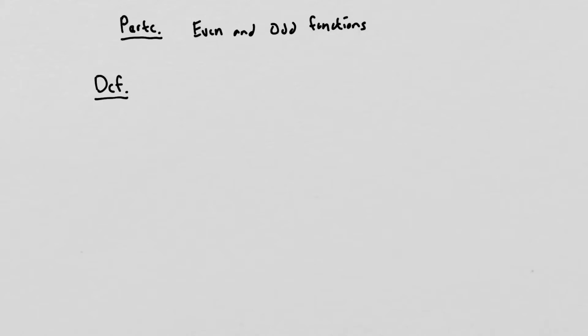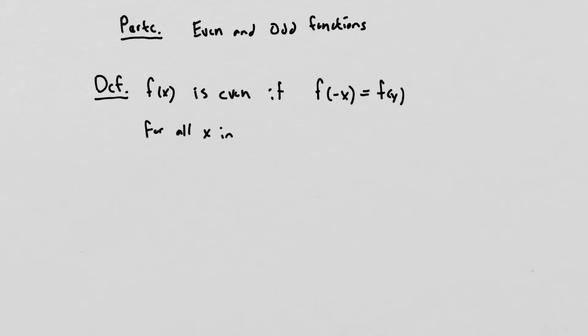We say that a function f of x is even if f composed with negative x is actually going to be equal to f of x for all x in the domain. So geometrically, an even function is a function that, even if we reflect along the y-axis, nothing is going to change about it. An example of an even function would be the quadratic y is equal to x squared. Reflecting this function along the y-axis just gives you the same function back.